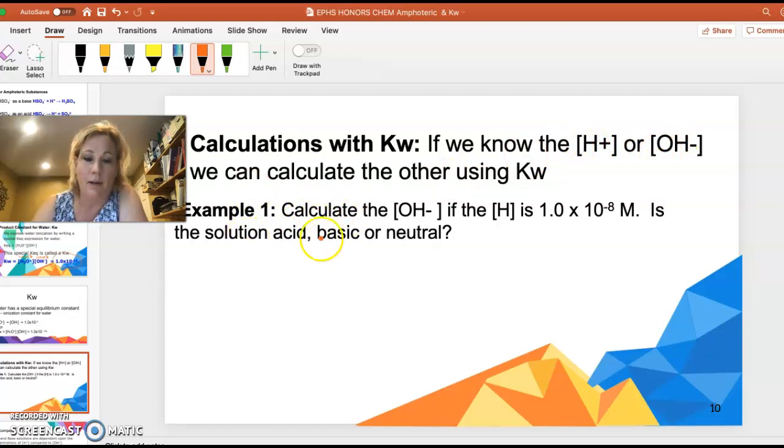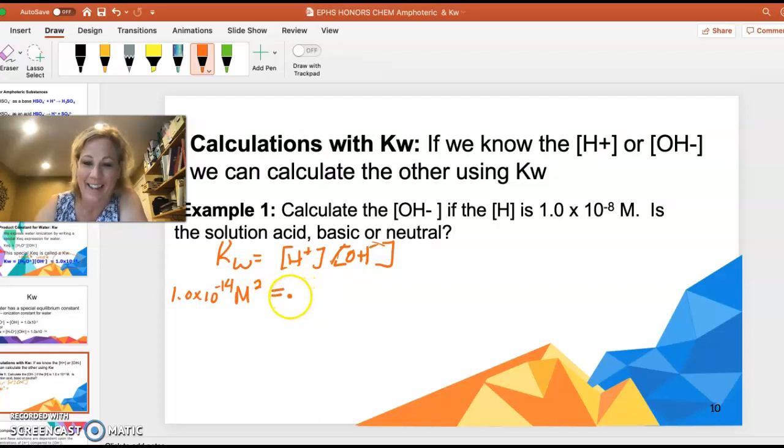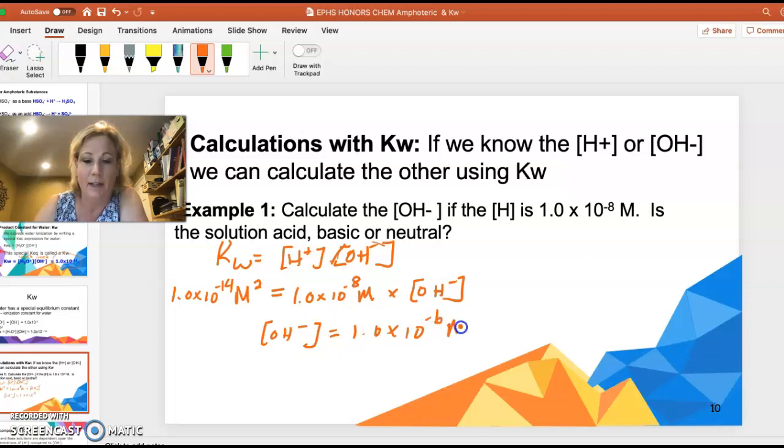So here's an example. They want us to calculate the hydroxide, so let's just write the expression. It's the hydrogen ion times the hydroxide ion, and this is going to be my X. So I know Kw is always, never changes, 1 times 10 to the -14th at 25 degrees Celsius, but I'm not going to mess with you and give you a different temperature, don't worry. And then the hydrogen ion is 1 times 10 to the -8th times the OH is our X. So if I solve, I get 1 times 10 to the -6 molarity.